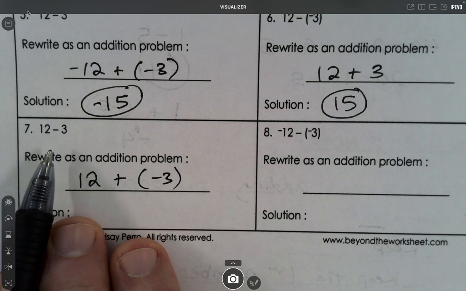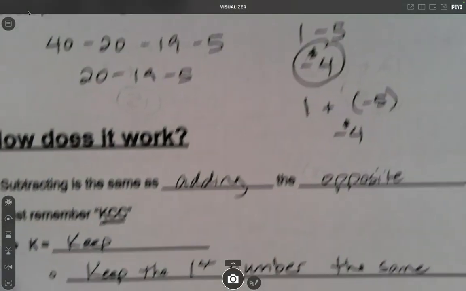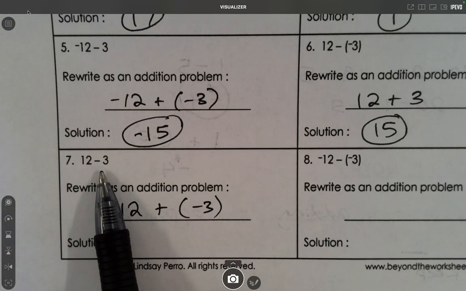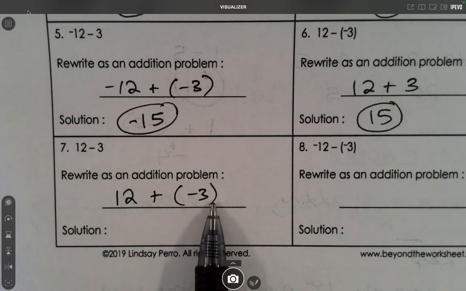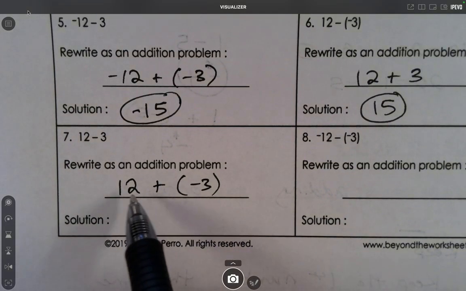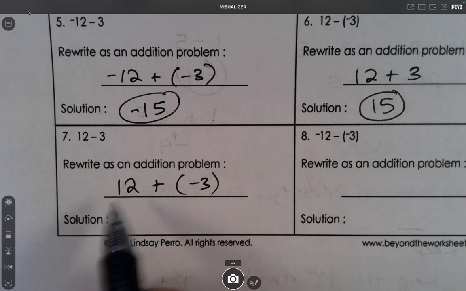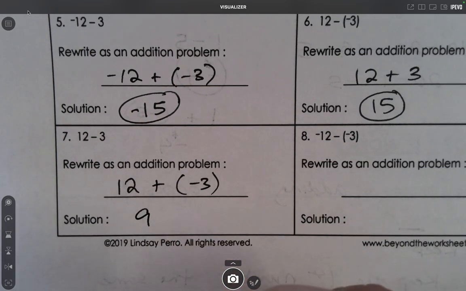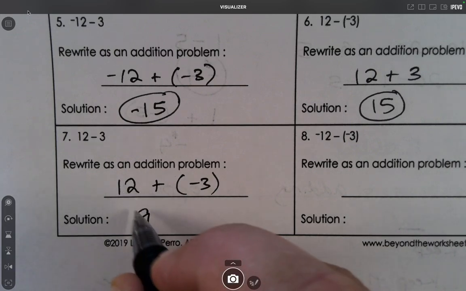And this goes back to what I said at the beginning. Subtracting is the same as adding the opposite. So subtracting 3 is the same thing as adding negative 3. So now we're adding different signs. So when we're adding different signs, our rule is to subtract 12 minus 3 and keep the sign of the bigger number, which is the positive 12.